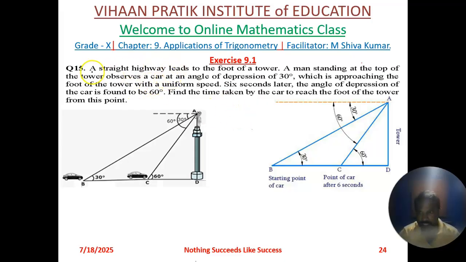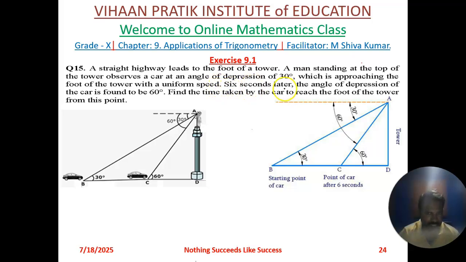Question number 15 states that a straight highway leads to the foot of a tower. A man standing on the top of the tower observes a car at an angle of depression of 30 degrees, which is approaching the foot of the tower with a uniform speed.